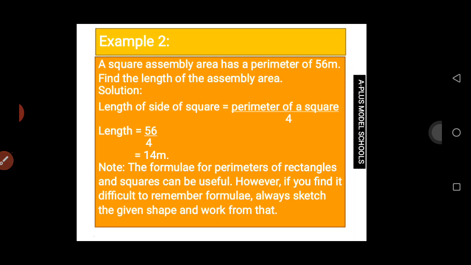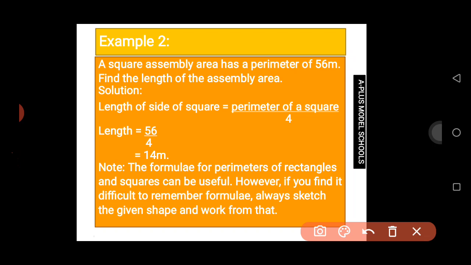Now example 2. A square assembly area has a perimeter of 56 meter. So it means we are given the perimeter of the square. Find the length of the assembly area. Here we are looking for only the length. I've told us that the formula for finding the length of a square is perimeter all over 4. So length is equal to the perimeter of the square, which is 56 divided by 4. Then 4 in 56, that will give us 14 meters. So our answer here is 14 meters.